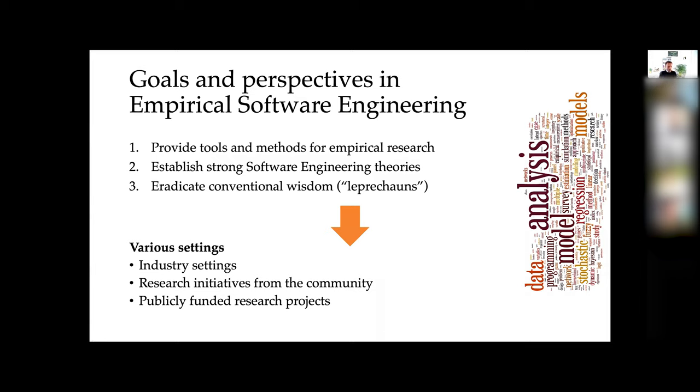We all share the same goal, which is, number one, to provide tools and methods for empirical research, as a means to an end, to establish strong and robust software engineering theories, but also eradicate conventional wisdom. Now, the settings we are working in couldn't be more different. This ranges from purely industrial settings to purely academic settings, over a mix of both, typically found in publicly funded research projects. The reason I'm showing you these typical settings is that I brought some examples from these settings, just to motivate a little bit and show you what perspectives we have out there.